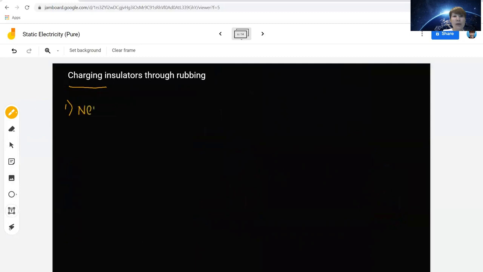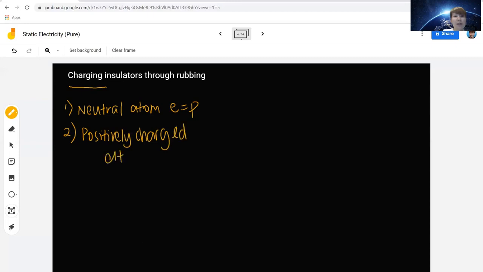When we have a neutral atom, the number of electrons is equal to the number of protons. If we want to make an atom positively charged, then we have to remove electrons so that there are fewer electrons than protons.